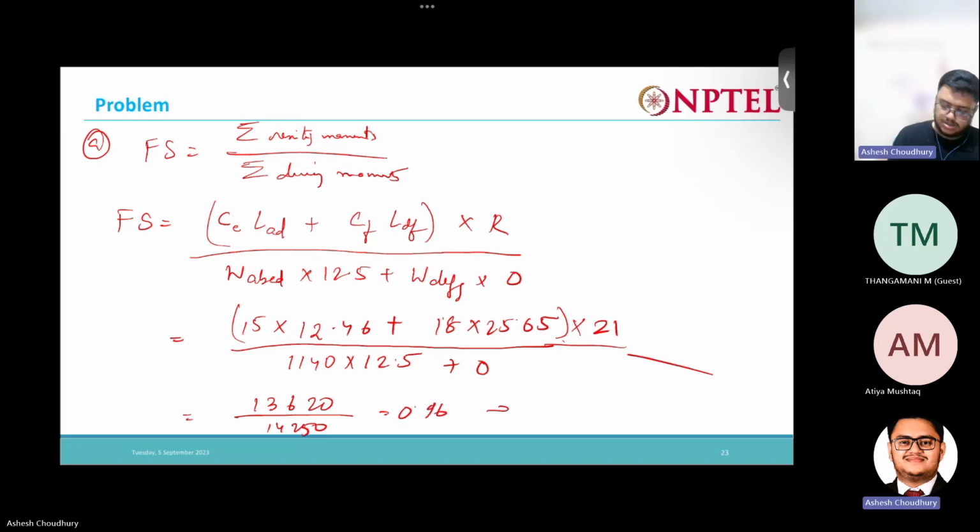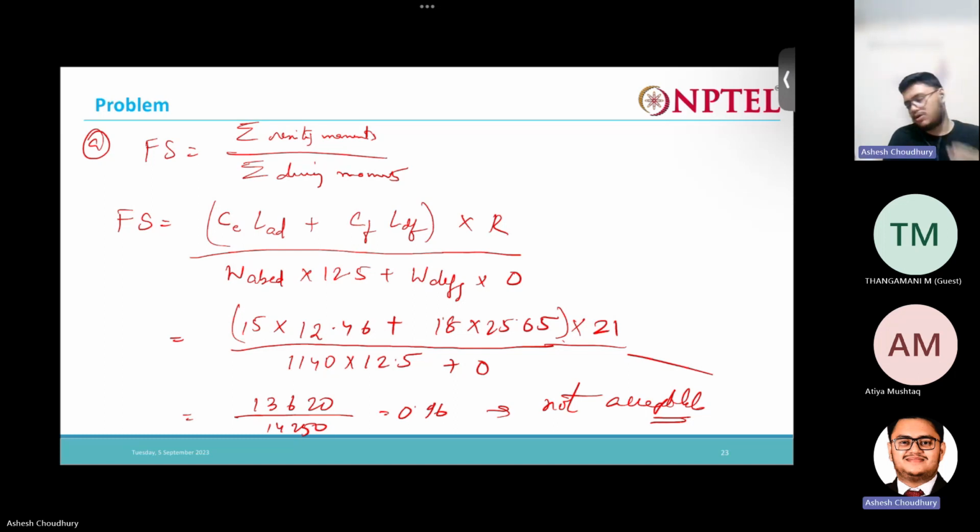0.96 is not acceptable. So without the reinforcement, this slope will fail. This slope cannot stand. This embankment cannot stand. Right? So without reinforcement, this embankment cannot stand. We need to provide some reinforcement.